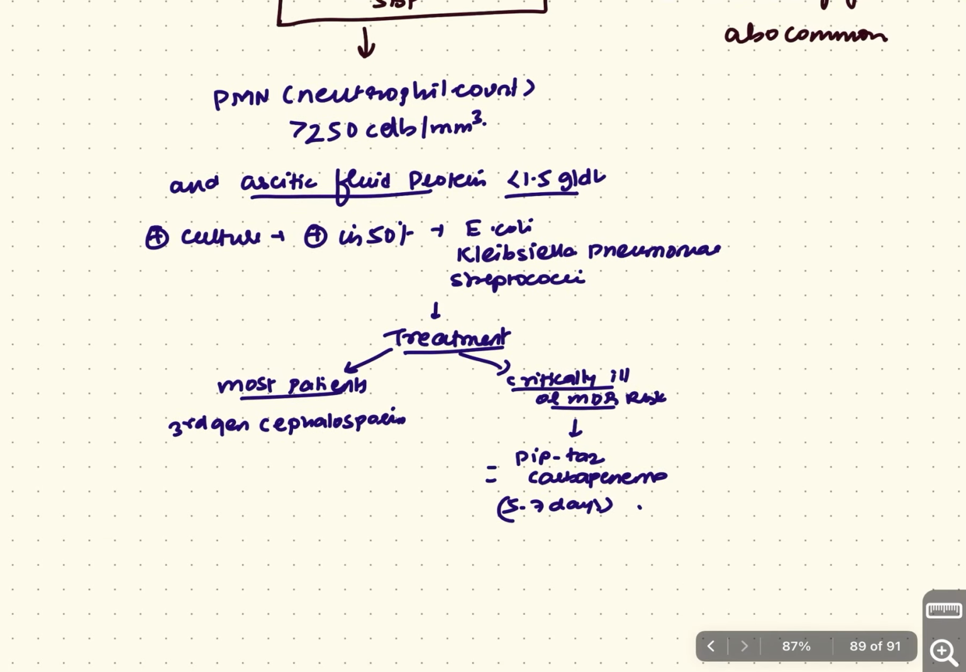For most patients who are not very critically ill, you can give third generation cephalosporins. But for the people who are very ill, you can broaden the spectrum. You can give them piperacillin-tazobactam as well as carbapenems, because they can also treat pseudomonas and anaerobes.